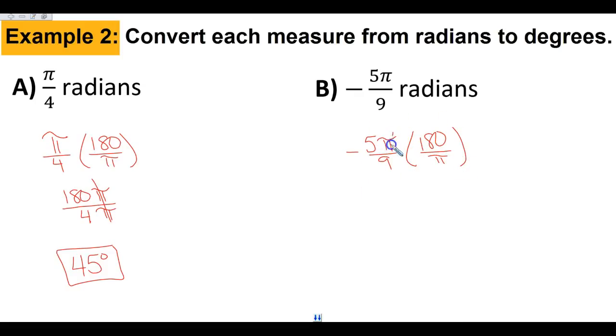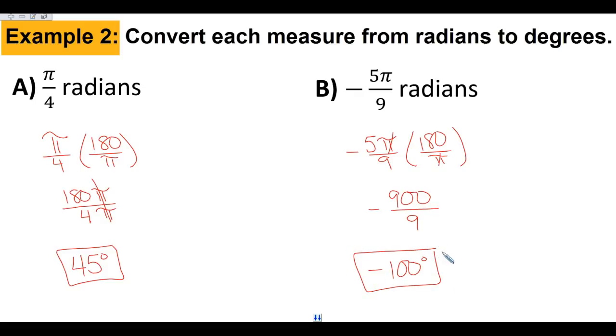All right, again, my pi's are going to reduce to 1. So I'm going to do 5 times 180, which is 900. And then 9 times 1 is 9. And again, we want to keep this negative in the front. So this is going to be negative 100 degrees.